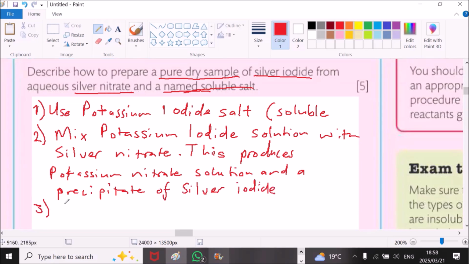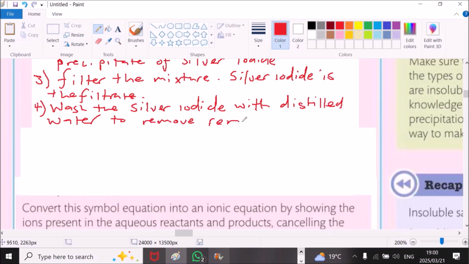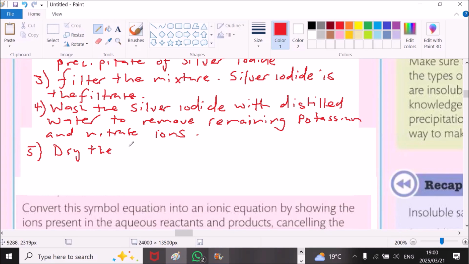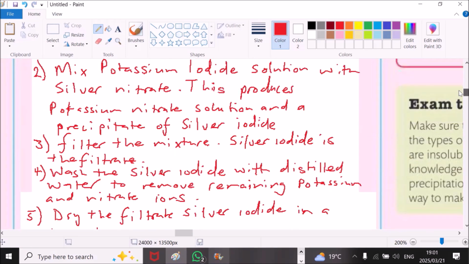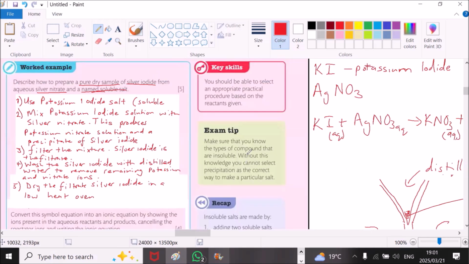Next, we filter the mixture. Silver iodide is the residue. Then we wash the silver iodide with distilled water to remove the remaining potassium and nitrate ions. Then we dry the silver iodide in a low heat oven. So we remain with pure dry silver iodide. That is the procedure we will take.